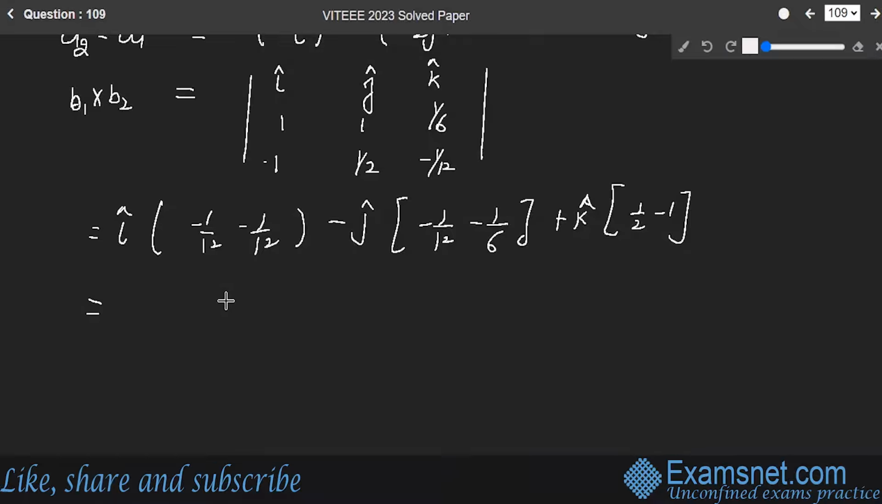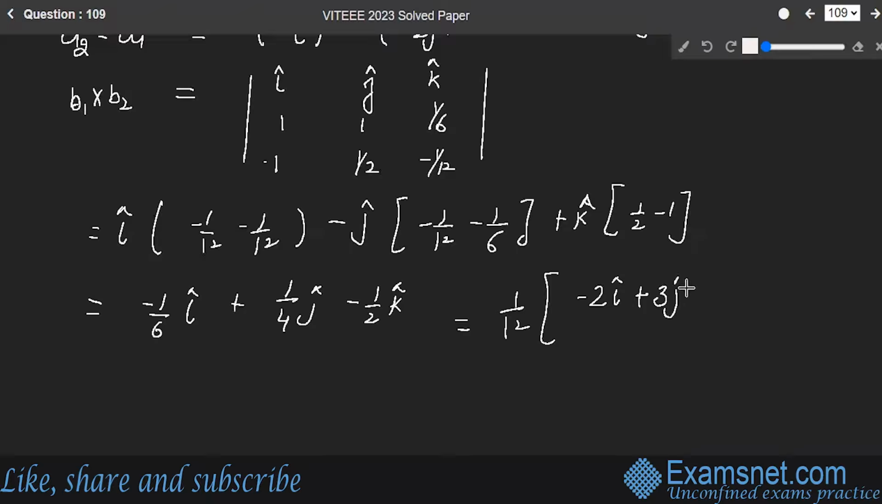So this is equal to minus 1, 2 by 12. That is minus 1 by 6 I cap, plus 1 by 4 J cap, minus 1 by 2 K cap. I'll take 1 by 12 common from here. This will be minus 2I plus 3J minus 6K. So this is B1 cross B2 vector. Let's find out the magnitude of it.